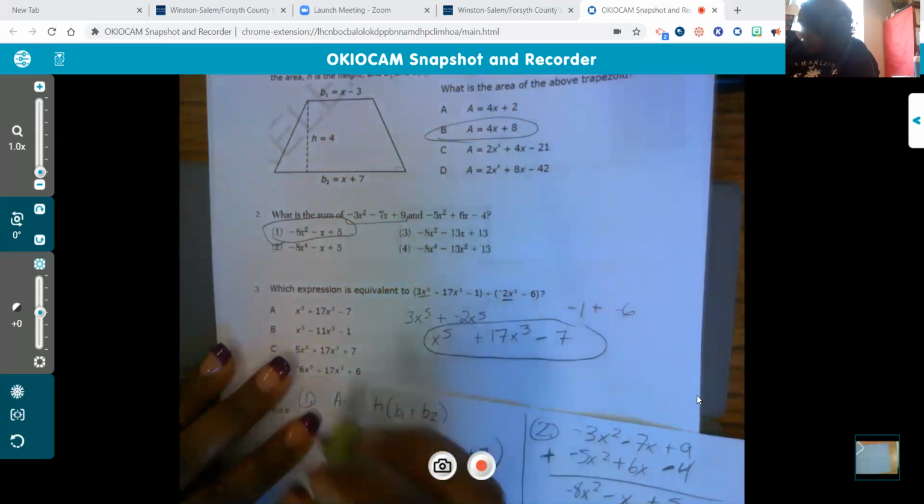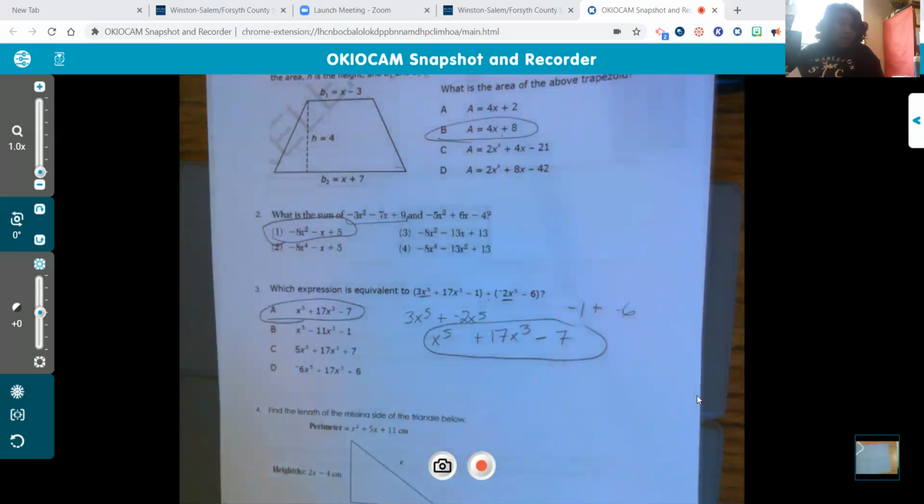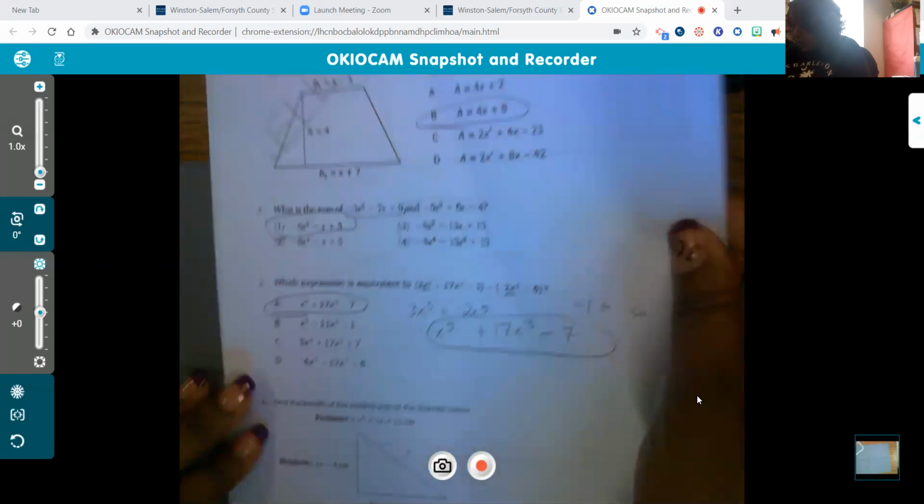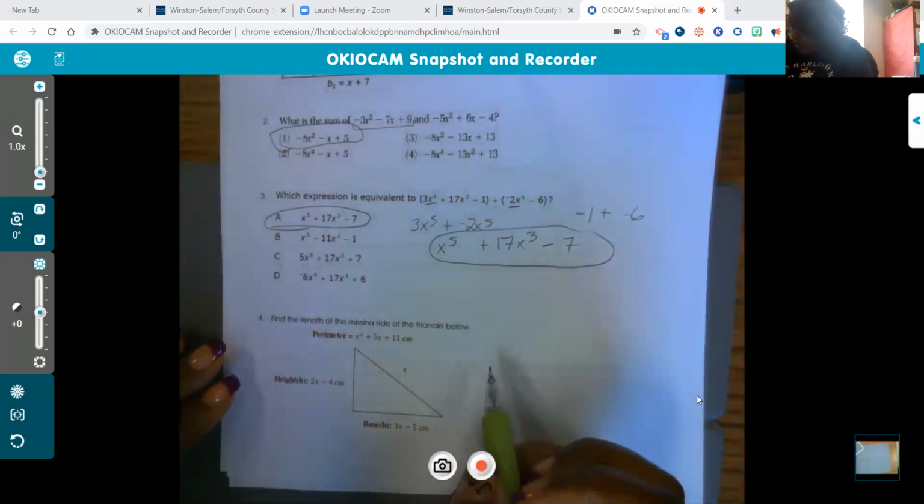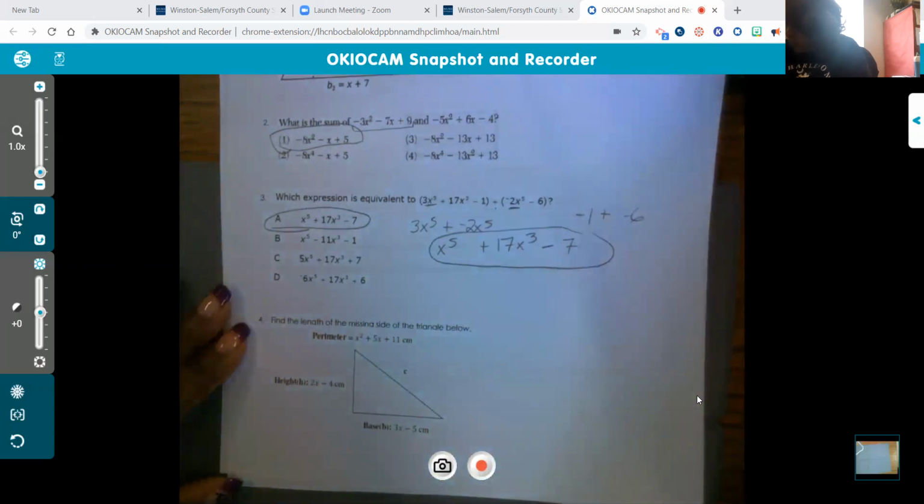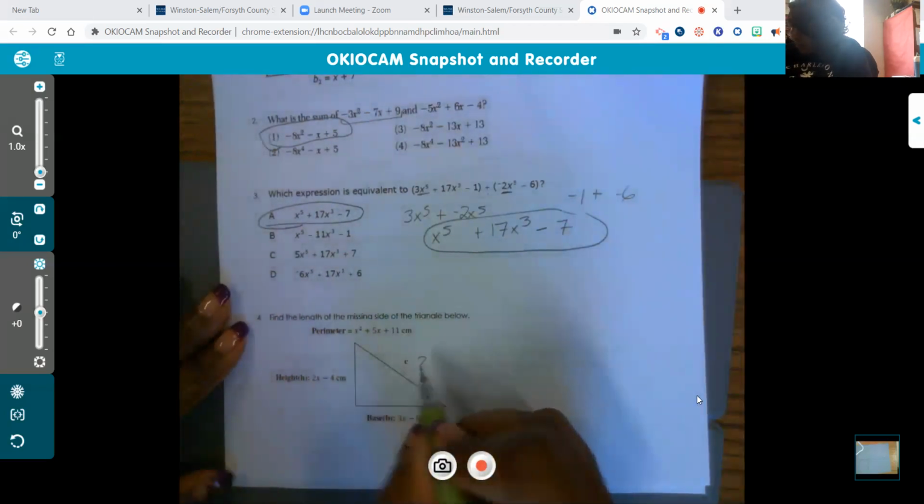All right, and so that is A. Okay, that's A. All right, so let's keep going. Let's do this one. It says find the length of the missing side of the triangle. All right, the length of this side right here. This is the side that's missing.